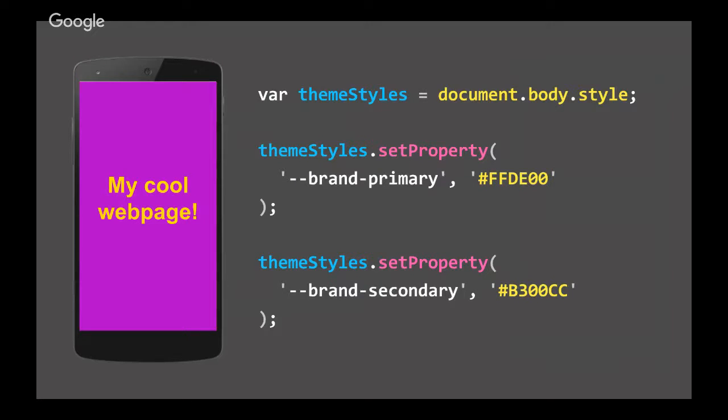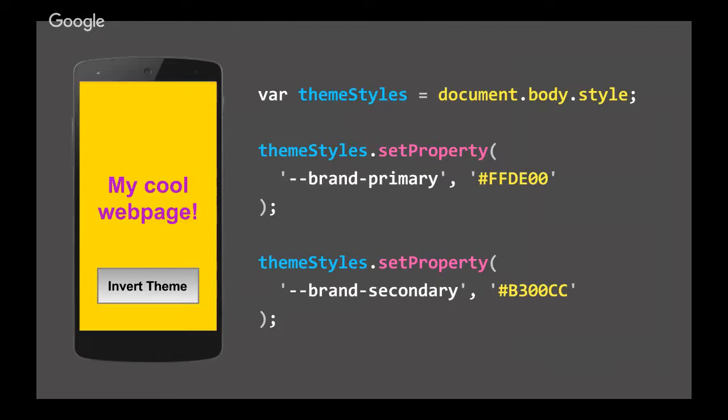So here I'm switching the values for the primary and secondary brand colors. And then you can take it one step further and work the logic into dynamic components. This button toggles inverting the site's theme. It's a simple example, but hopefully it makes some sense.